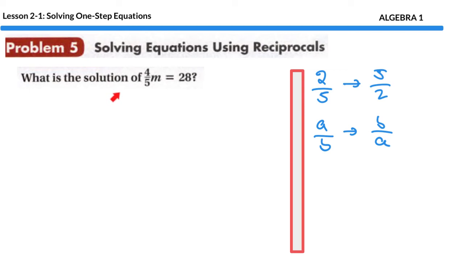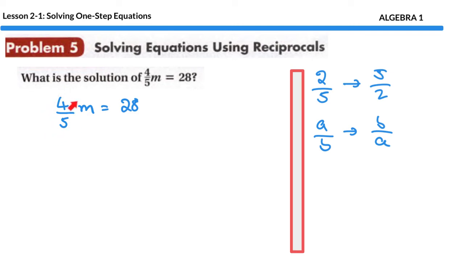What is the solution of 4 over 5 m equals 28? Now observe over here, whenever the coefficient is multiplied by a variable, and if the coefficient is a fraction, like 4 over 5, you can remove the fraction by multiplying by its reciprocal on both sides, of course. So let's write down over here, the equation is 4 over 5 m equals 28. Now this is an equation where the coefficient of the variable is a fraction.